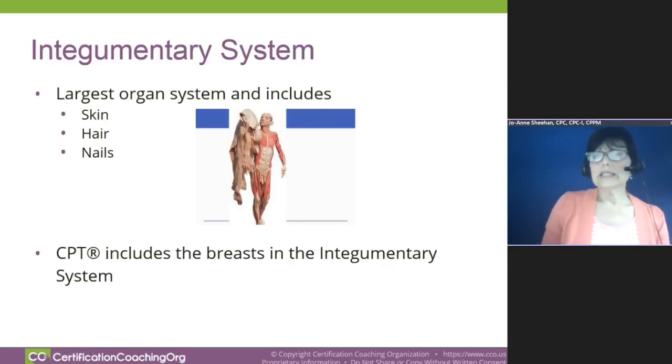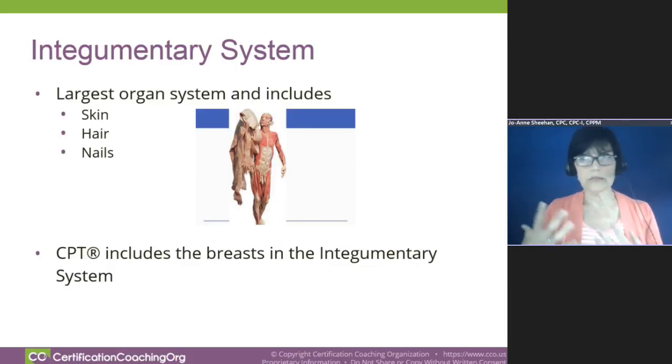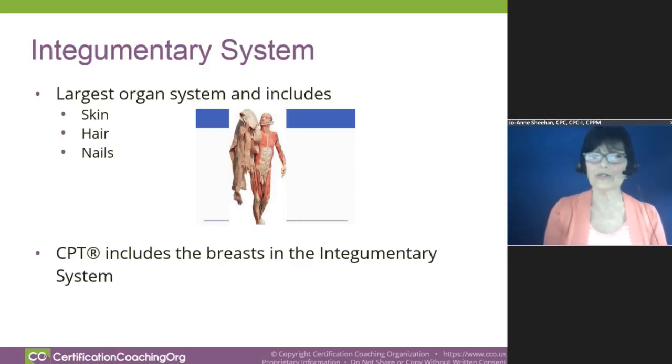Now, the integumentary system is the largest organ system and includes the skin, the hair, and the nails. And when we code for any type of breast coding, whether it's a mastectomy or any disorder, it will fall under the integumentary system. And I love this diagram of this man where the skin has been removed and he's actually walking with it in his hand, so you can get a good visual of how much skin covers one human being.